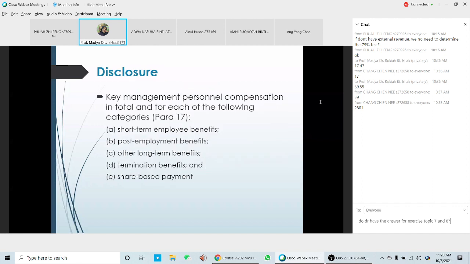And then the key management personnel compensation here, you need to disclose in total the amount that you pay for the short-term benefit, salary or wages, post-employment benefit for the pensions, other long-term benefit maybe sick leave, termination benefit, and then share-based payment. So this one you need to provide in total amount, how much you allocate for the salary, post-employment benefit, and the long-term benefit.